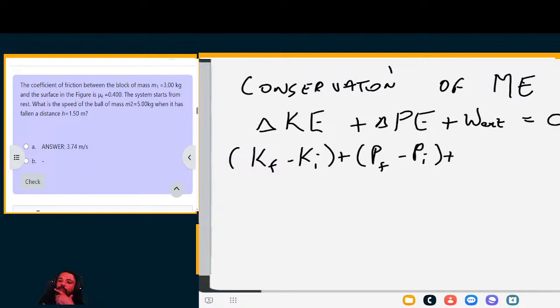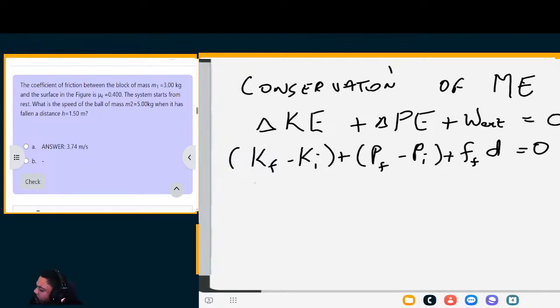Now the external force in this case would be the friction, so basically the work done by friction, which is the force of friction multiplied by the distance, and that's going to give you 0. That's according to the law of conservation of mechanical energy. So let's write down what we know.